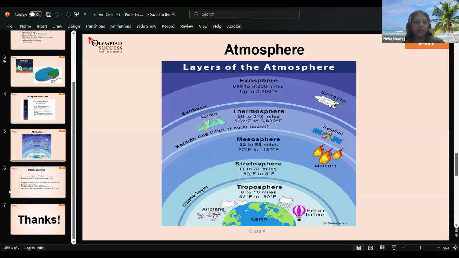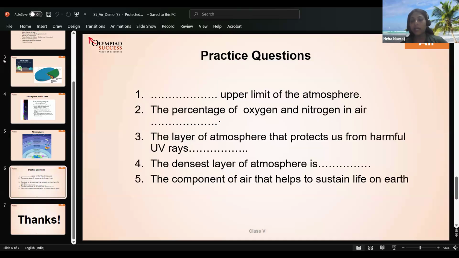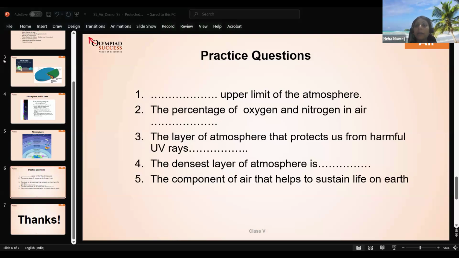So we will have a quick question practice. Which one is the upper limit of the atmosphere? The exosphere. It is the upper limit of the atmosphere.